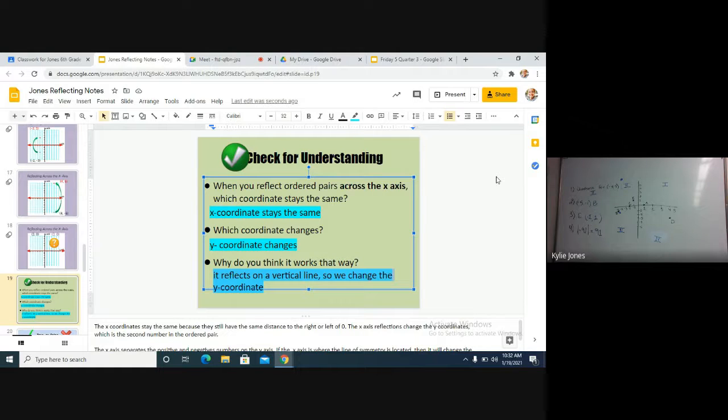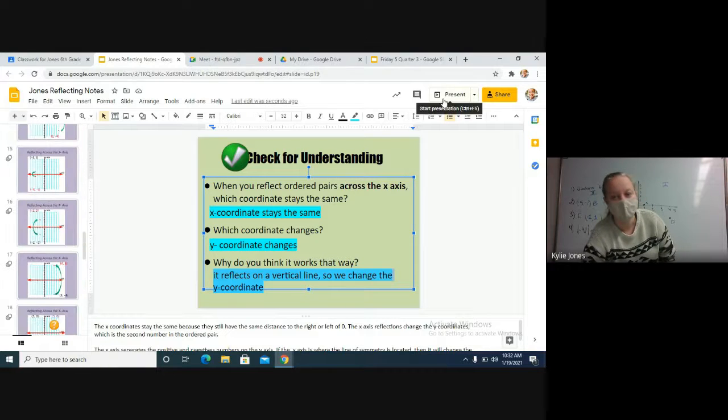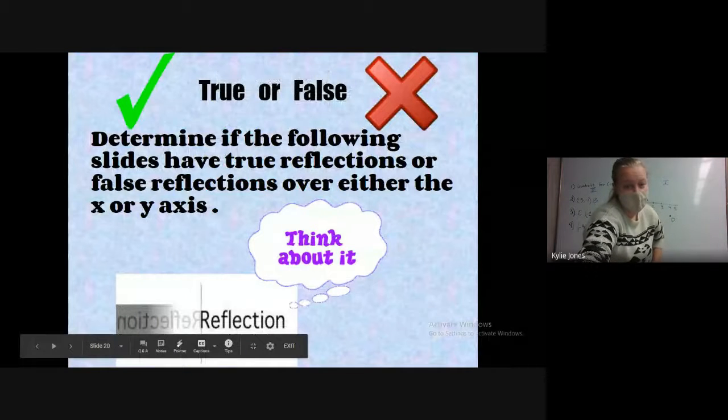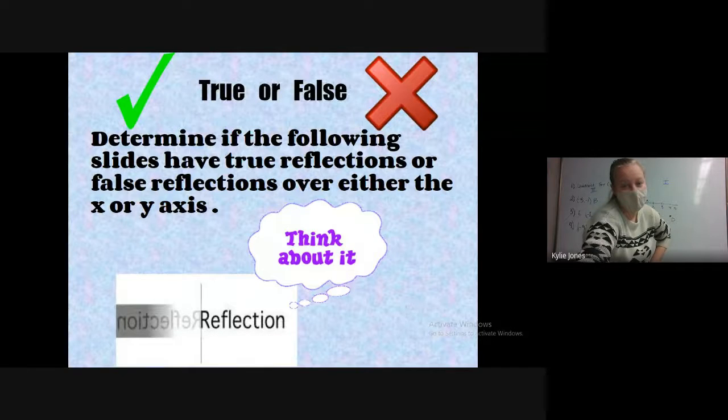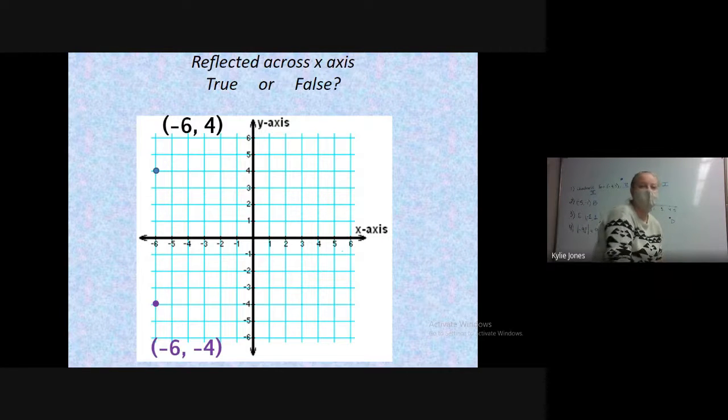All right. Let's go ahead and look at the next step. Determine if the following slides have true reflections or false reflections over the x or the y axis. So we need to decide if they have done it correctly or not. Our first one looks like this. They have reflected it over the x-axis. Is that true? Did they reflect it over the x-axis?